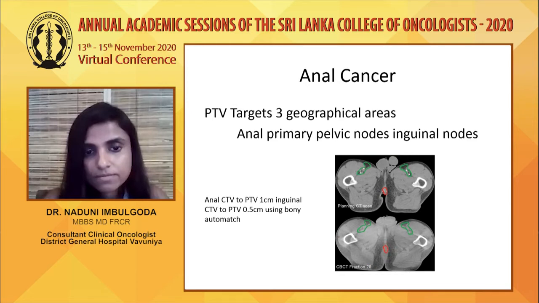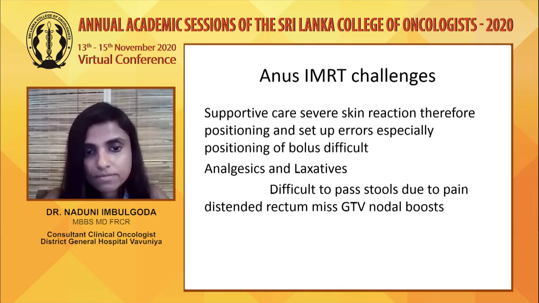So challenges in IMRT to the anus: we need a lot of supportive care, because there's a severe skin reaction, and therefore positioning and setup errors, especially positioning of the bolus, are difficult, and we need to give adequate analgesics and laxatives. It's difficult to pass stools due to the pain, because there's a cancer in the anus, and that can cause distension of the rectum, and the GTV can be missed. So analgesics are very important in anal cancer IMRT.